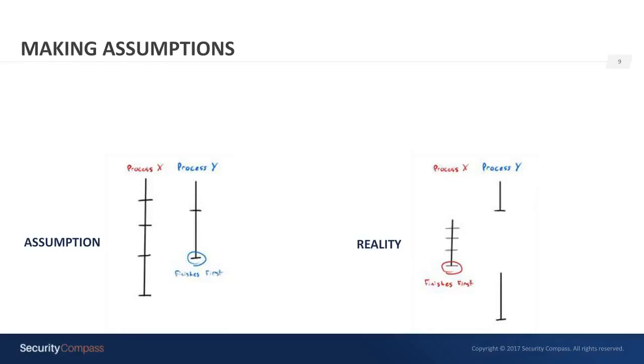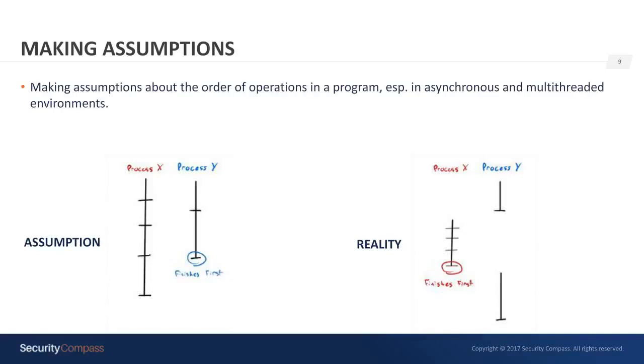If I am a developer, I'm going to make an assumption. If you see on the bottom left of the screen, there are two processes. Intuitively, if you just look at it, it seems that the first process is longer than the second one. Which means the process Y, which is the shorter one, will finish faster, right? It should finish faster versus the first process. This is where I have made an assumption about the order of operations.